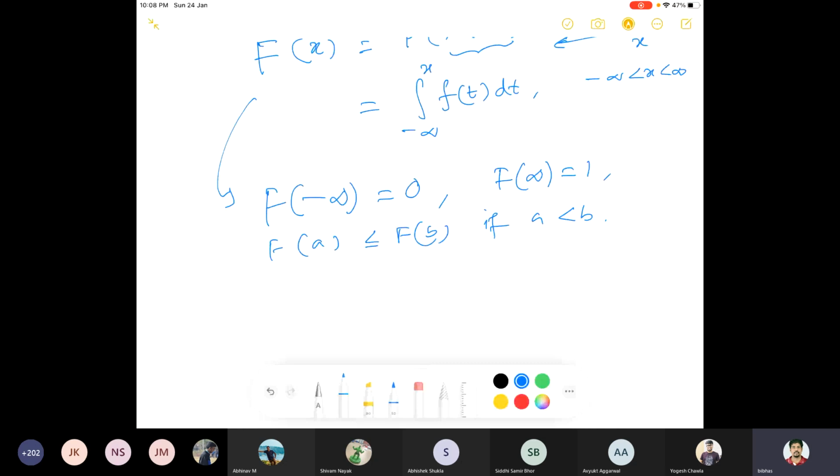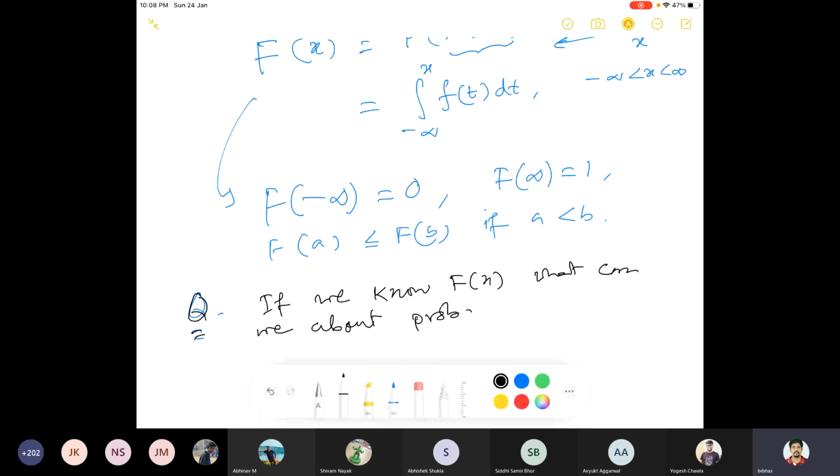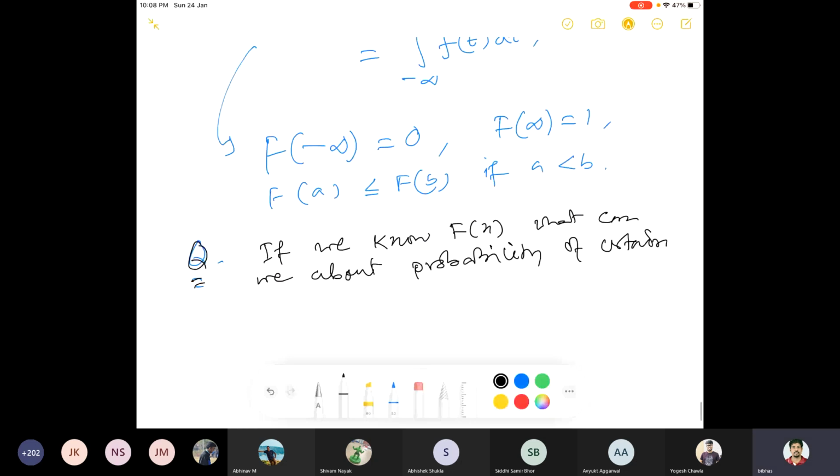So the question is, what is the big deal? The question is, if we know fx, what can we say about other events, about the probability of certain events?